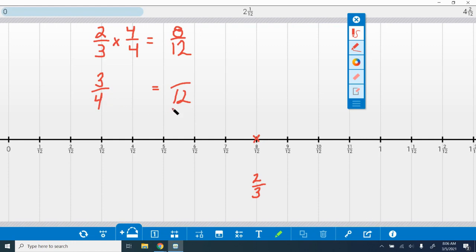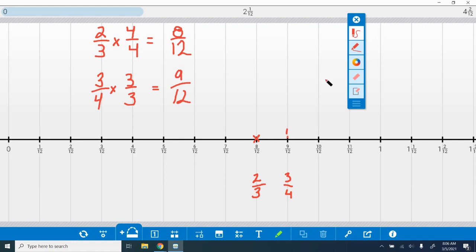So what would we multiply 4 by to get 12? Well, we'd multiply by 3, right? So we're going to multiply 3/4 times 3/3 because 3/3 has a value of what? Yeah, 3/3 has a value of 1. So 4 times 3 is 12, and 3 times 3 is 9. So 3/4 is equivalent to 9/12, and that would be right here. I'm going to go ahead and write down below 3/4. And actually, let's erase a little bit so we can see that.